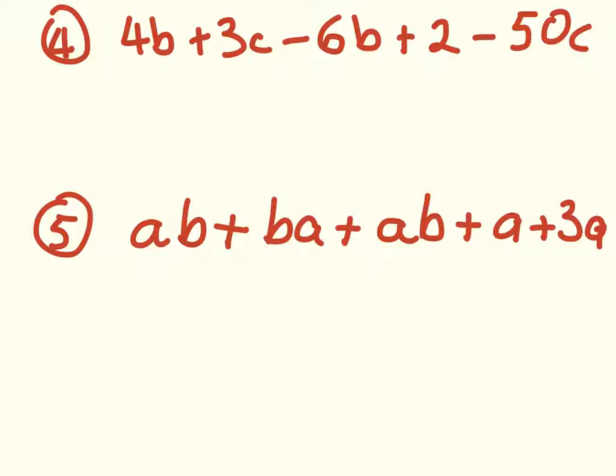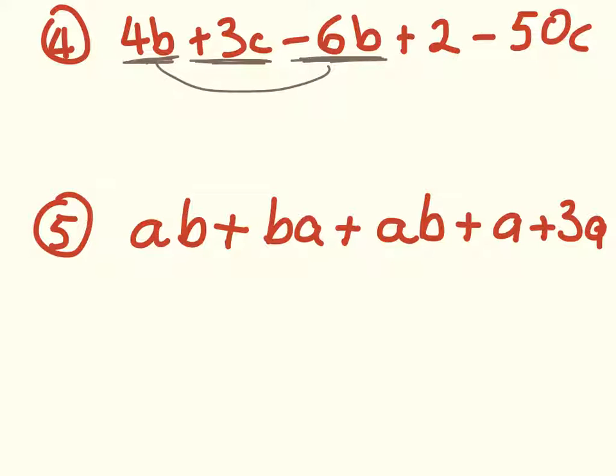Okay, so this time we've got several different types of things. Let's just go through it slowly. I've got 4 lots of b and 3 lots of c. So the b's and the c's are different. I can't put them together. It's like apples and oranges. Now here I come with another b, taking away 6b.